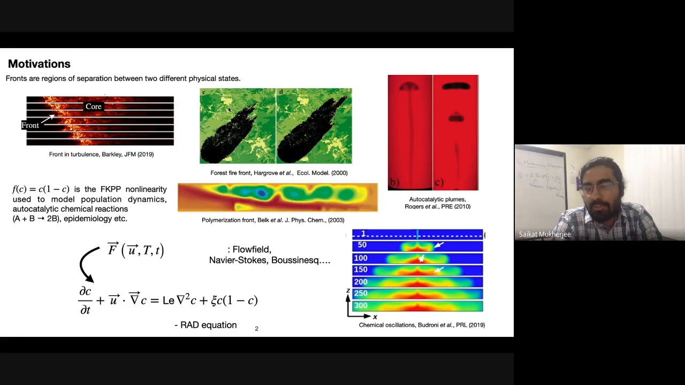The forest fire front, which separates the fresh vegetation from the burned vegetation, is your forest fire front. And then you have fronts in combustion, in polymerization reactions, and fronts also give rise to plumes.